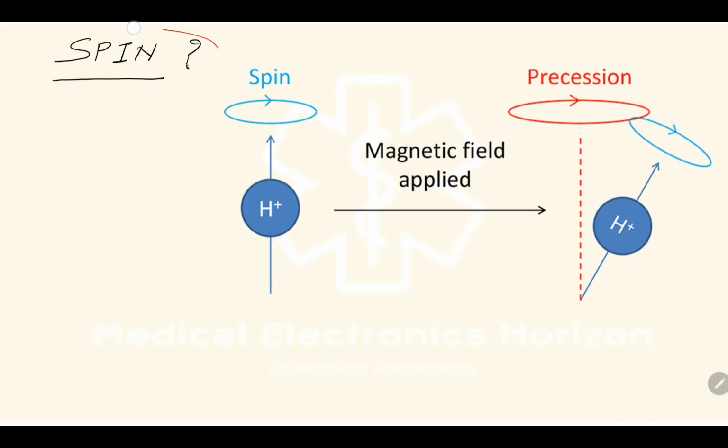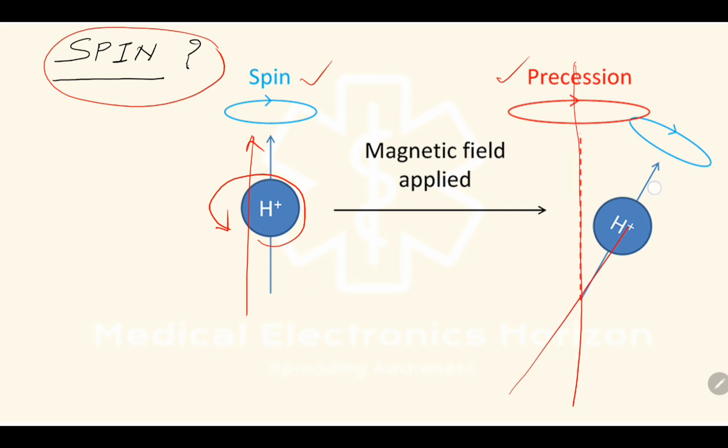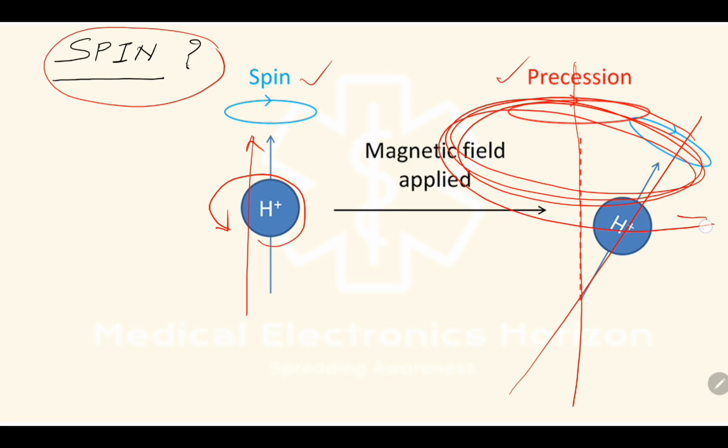Now what is the meaning of spin? I have chosen very little text to explain this. Spin: this is a hydrogen atom spinning on its own axis. And this is precession. Precession is like this: this is your axis, and you are wobbling like a top. This activity is called precession, and the other activity is called spin.